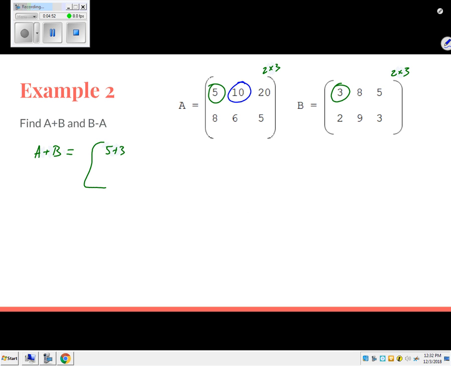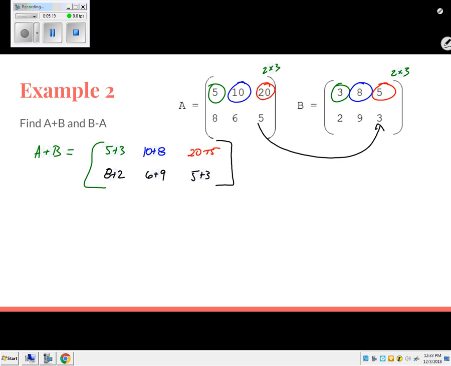And then I just go to the next corresponding parts, 10 plus 8. I go to the next one. I'm going to run out of colors. 20 plus 5. And now I go to the next one and the next one. So 8 plus 2, 6 plus 9, 5 plus 3. They all are matching up to what's in the same spot that number is in on the other matrix.